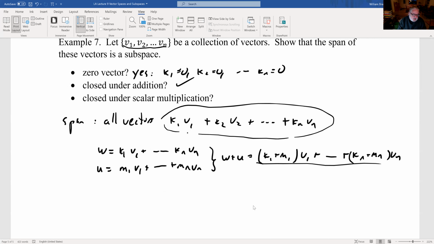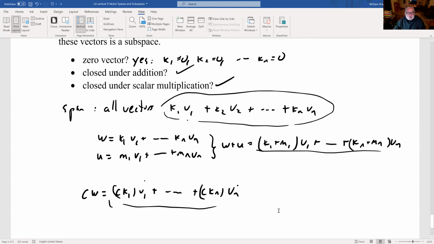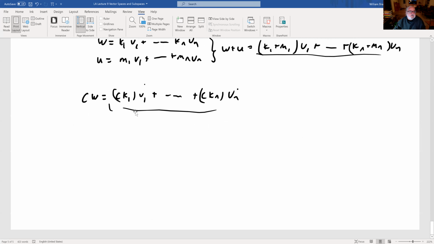Closed under scalar multiplication? Well, let's take our vector w and multiply it by some constant c, and then it becomes c times k1 times v1 plus ... plus c times kn times vn. Still a linear combination of v1 through vn, so it's closed under scalar multiplication. So that actually also is a subspace.